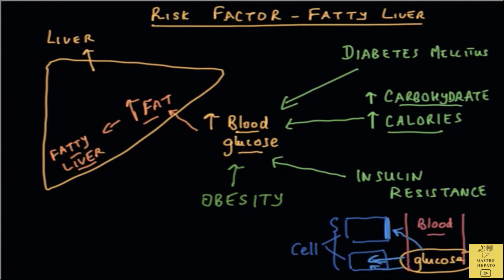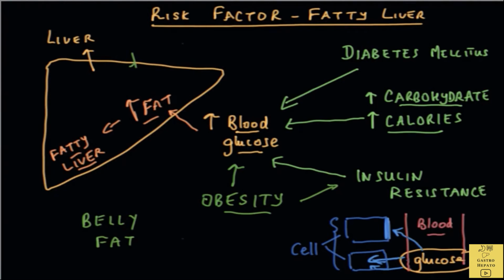Being overweight is associated with fatty liver. The reason for this is that most overweight patients have insulin resistance. The more one is overweight, the greater the insulin resistance. A person is considered overweight if the body mass index or BMI is above 25. The higher the BMI, the greater the risk of fatty liver.